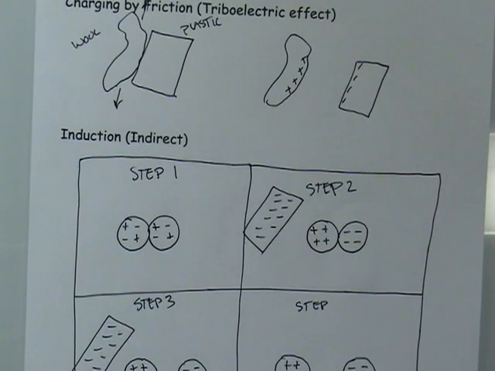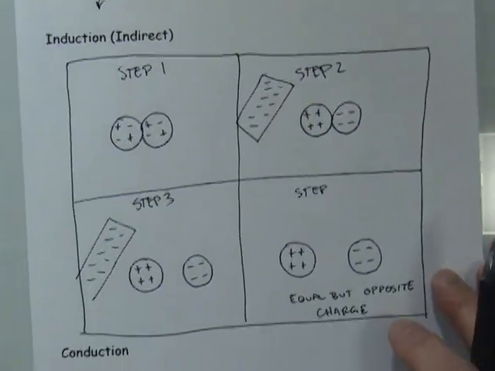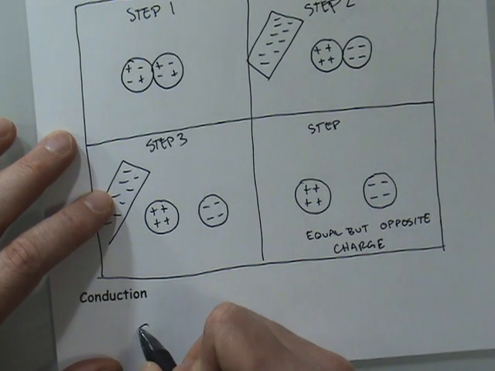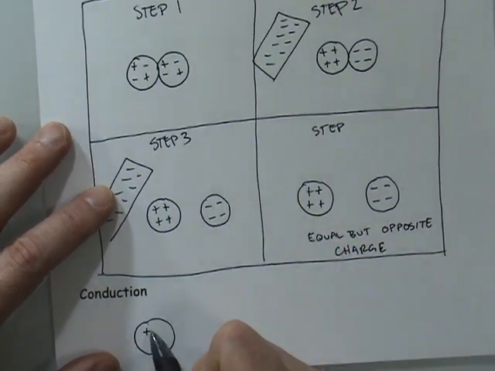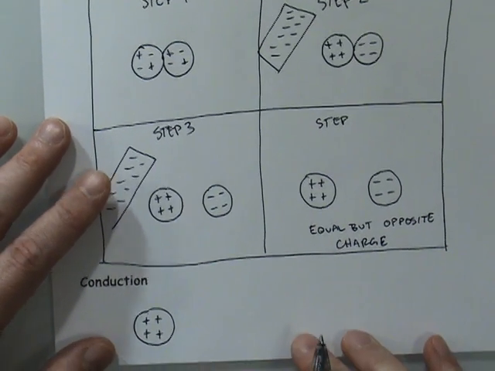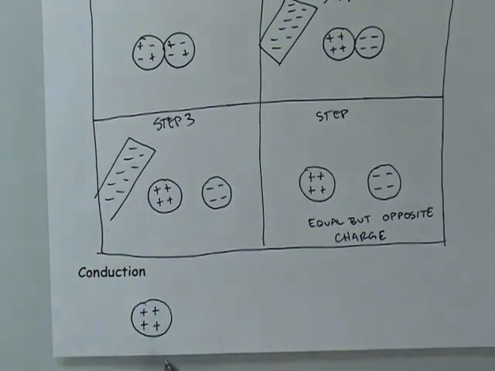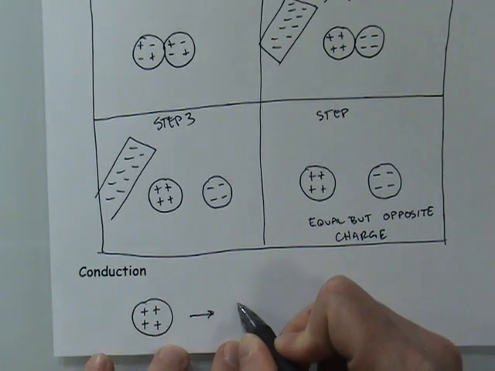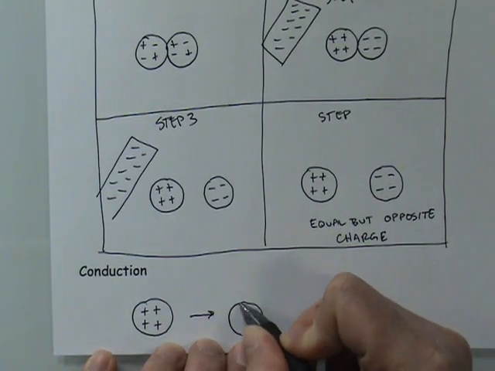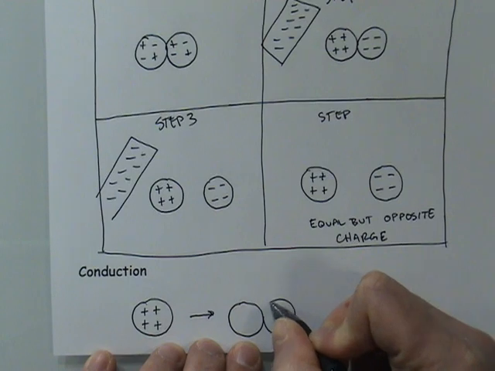Conduction is a little bit different because I have to start with an already charged object. So let's say, for example, that I have that pith ball right here that has 4 positive charges on it. Now let's say I want to have a pith ball that has half the amount of charge. How would I get a pith ball with half the amount of charge? Well, what I would do is I would bring in another pith ball and I would put them in contact with each other.